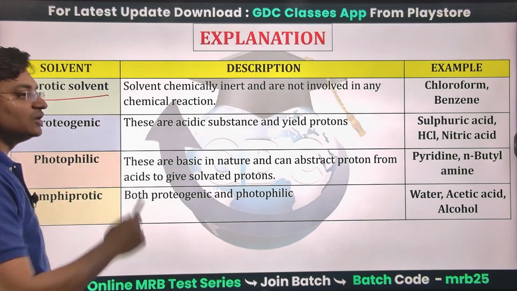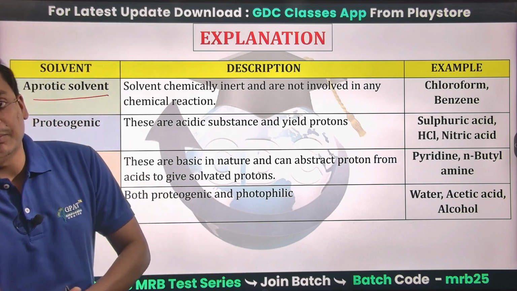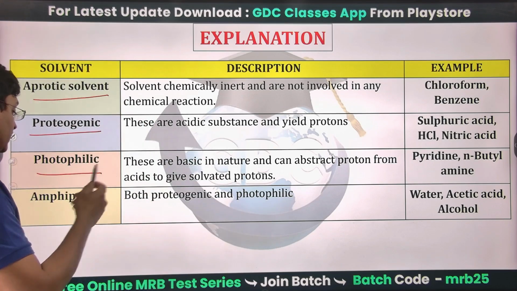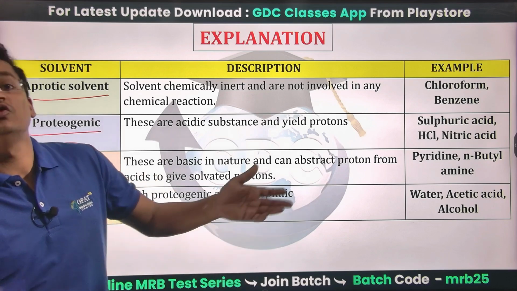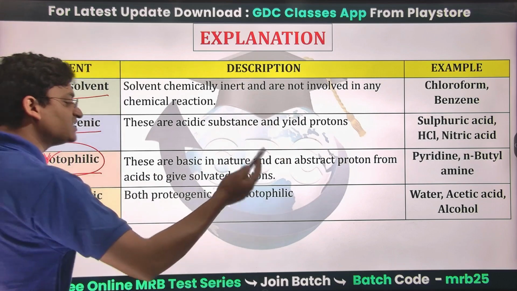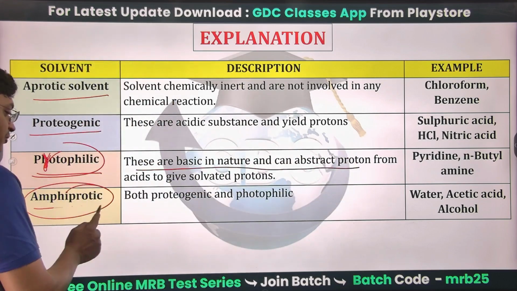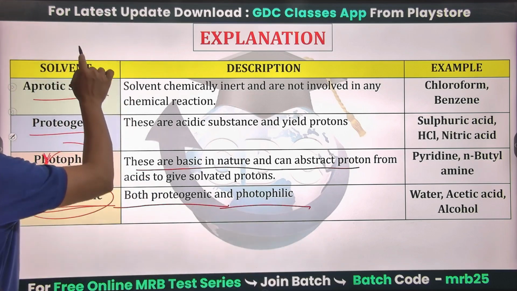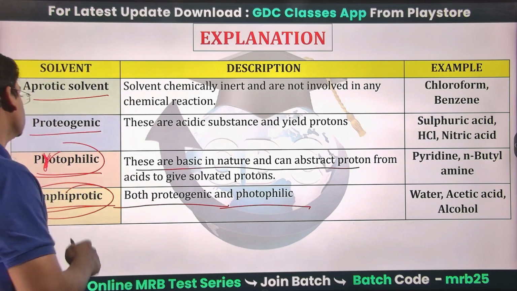Aprotic solvents are those solvents where you can't get protons, or you are not having any protons in that particular solvent. Protogenic can produce H plus ions. Protophilic means it has a love for protons, so these kinds of solvents can accept protons. They are proton acceptors, basic in nature, and can abstract protons. And amphiprotic means both protogenic and protophilic properties are present in these solvents. So these types of solvents and their nature are important concepts. You must learn all these.